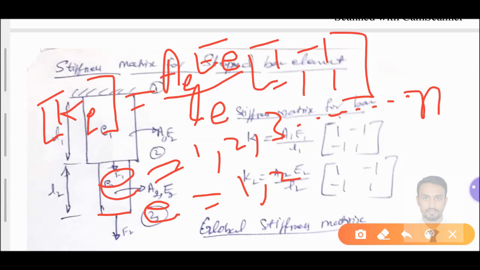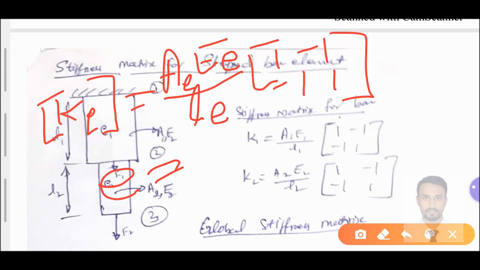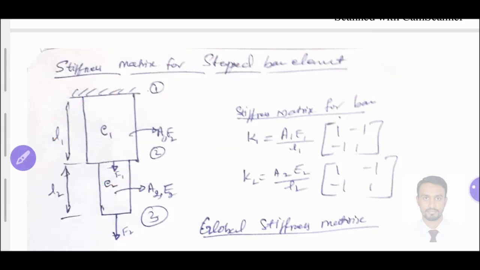That means when we take e equals 1, this equation yields K1 equals A1 E1 divided by L1 times the matrix [1 -1; -1 1]. Then when I take e equals 2, this equation yields K2 equals A2 E2 divided by L2 times the same matrix. e becomes 1 and 2. So we have found the matrix of each element.